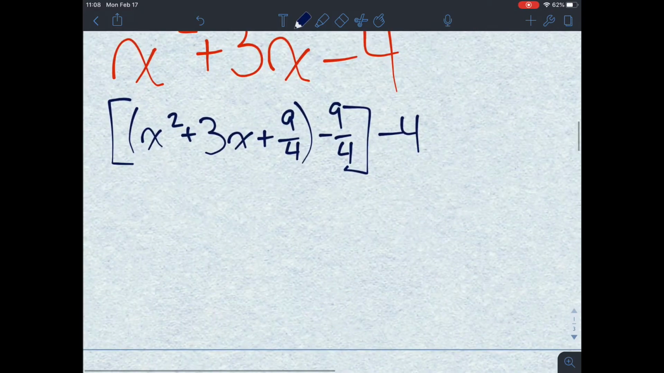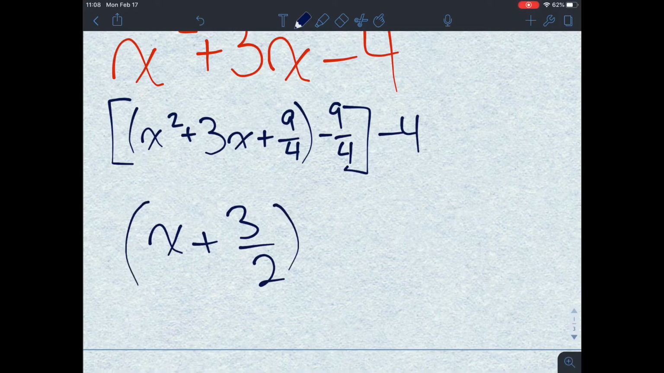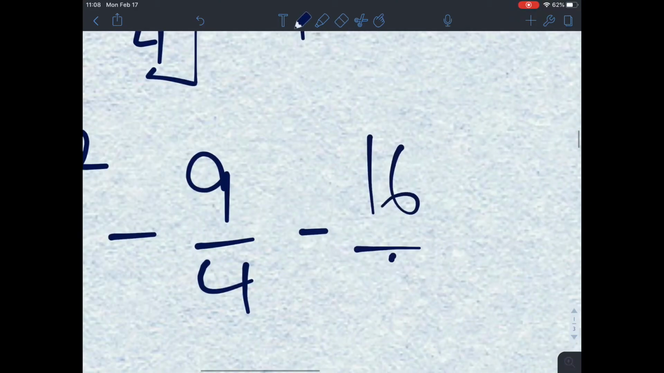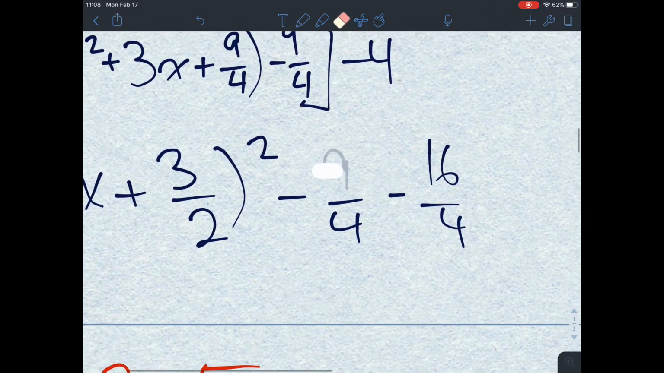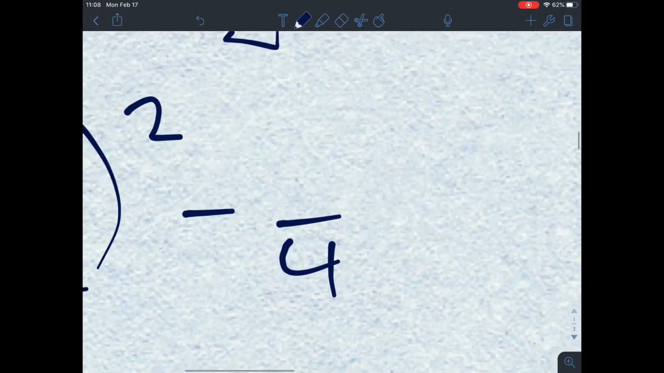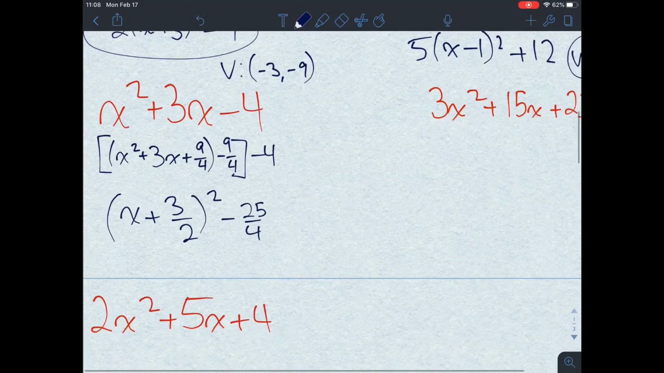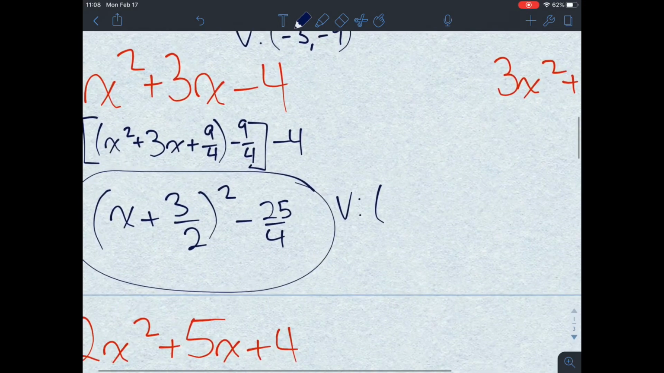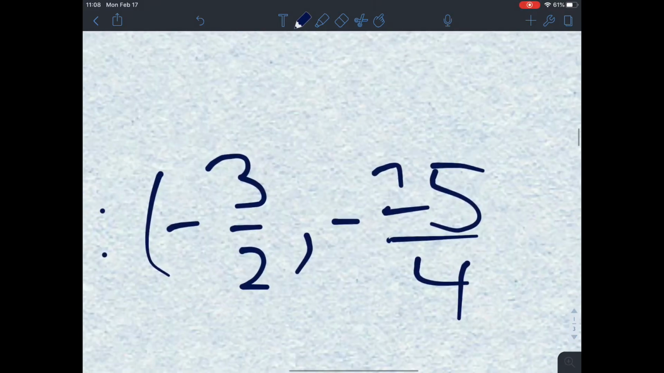So then here, it would be x plus 3 over 2, because that's the square root of 9 over 4. Then square that. And then minus 9 over 4, minus 4. And then 4 would become 16 over 4. So our answer would be minus 25 over 4. And our vertex, we just need to flip this to the other side, and that would be negative 3 over 2, negative 25 over 4. Let me make that 2 look a little better.